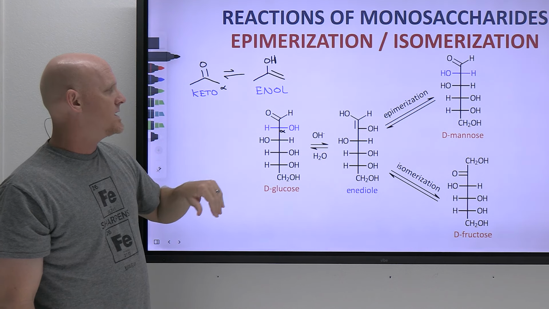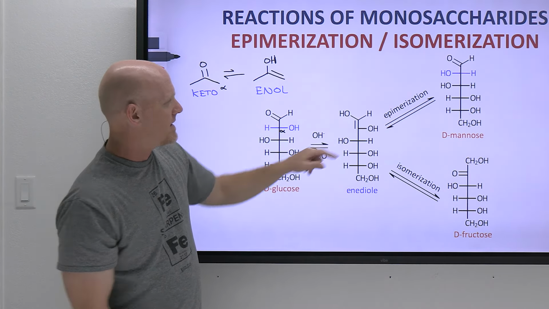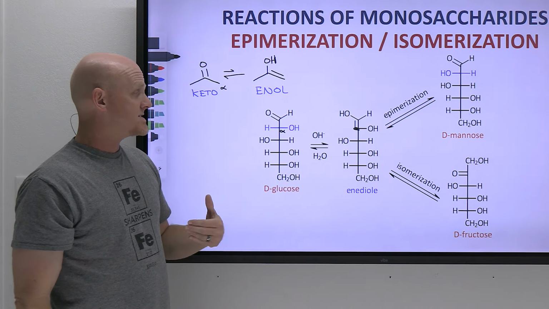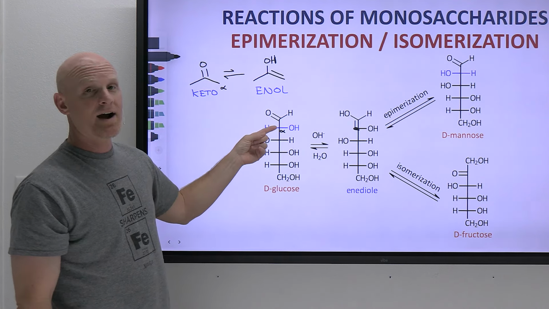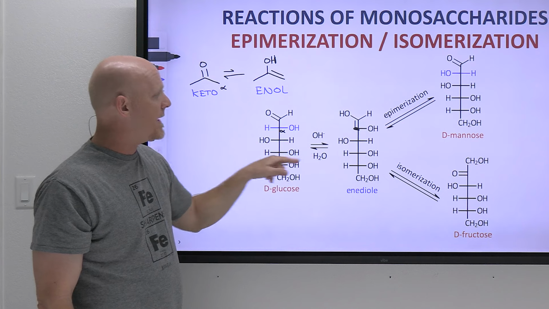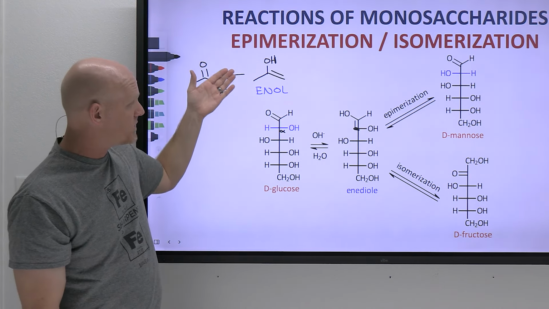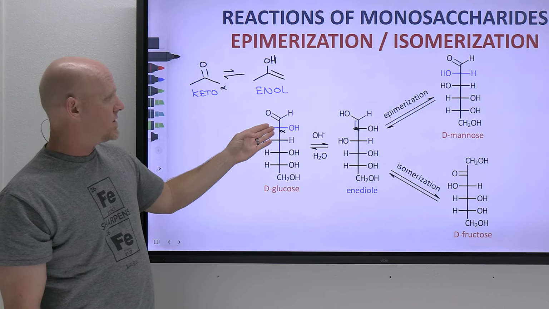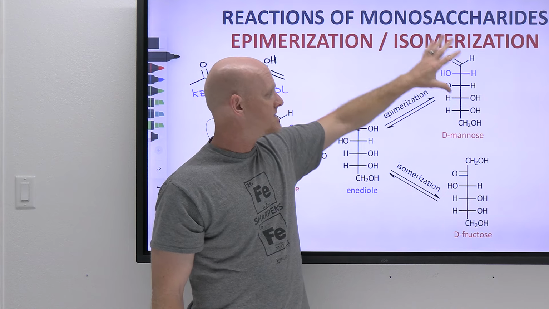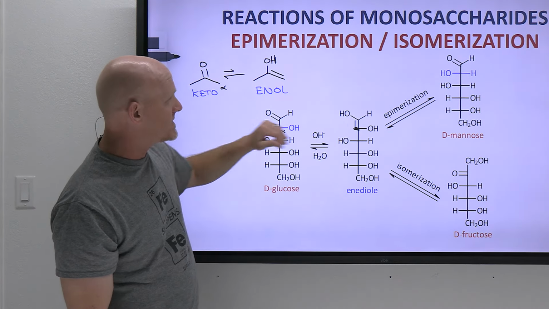The problem though is that when we do this, in this enediol form, this carbon right here is no longer a chiral center. So it goes from being sp3 hybridized and chiral to being sp2 hybridized, trigonal planar, and flat. Well, when it goes back, it has the option. It could open up either way. It could open to reform the original D-glucose, or it could give you the opposite configuration as well, to give you D-mannose. And in this case, that's the epimerization part.